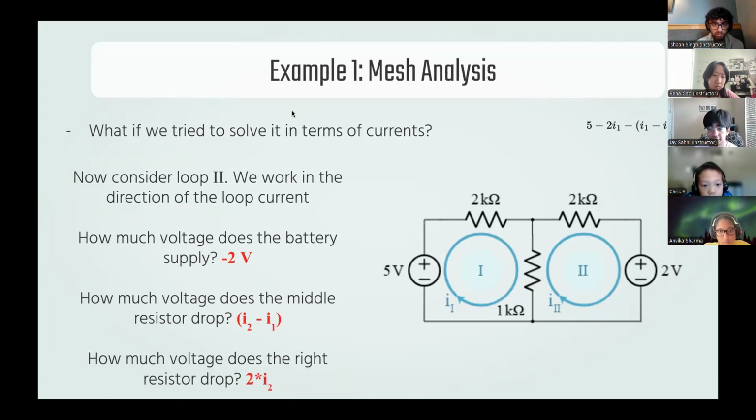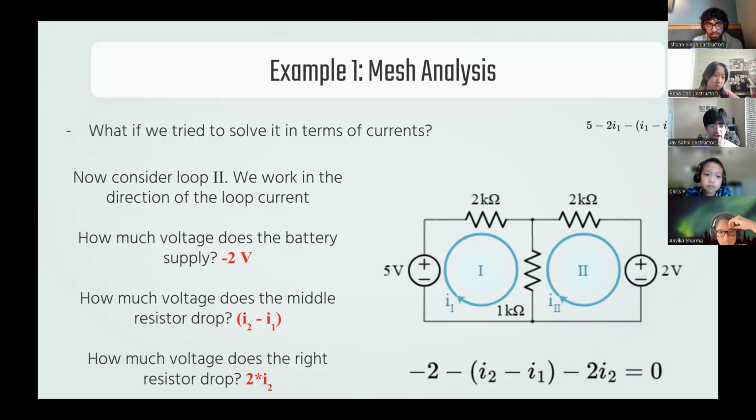Now let's create our system of equations. Let's create our second equation and then use that to solve the system. It is important to note signs here. Signs are really going to be the only tricky part of doing mesh analysis, because you have to keep track of whether voltage is being added or subtracted from each component. In this case, the battery's contribution is negative, but everything else should stay negative as well. So everything in this equation should have a negative sign on it.